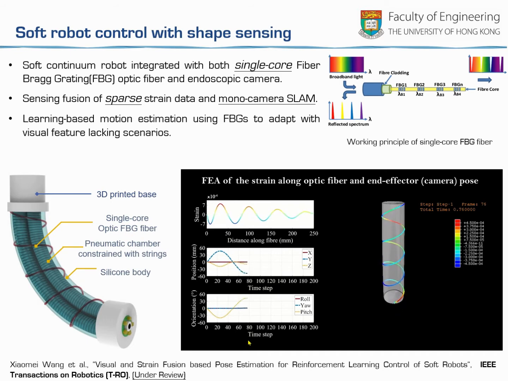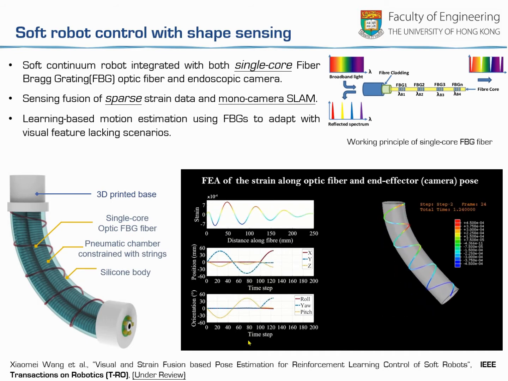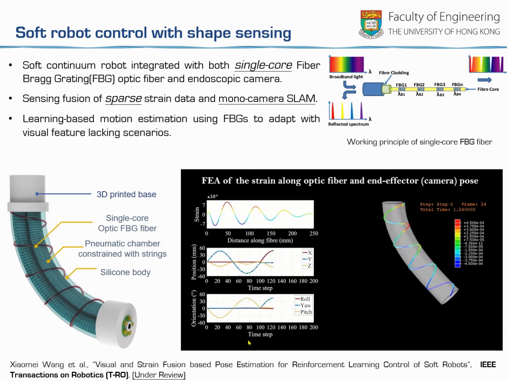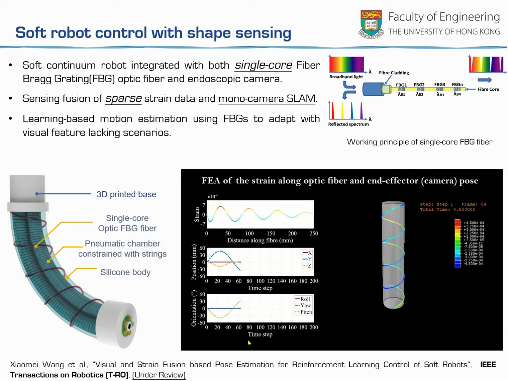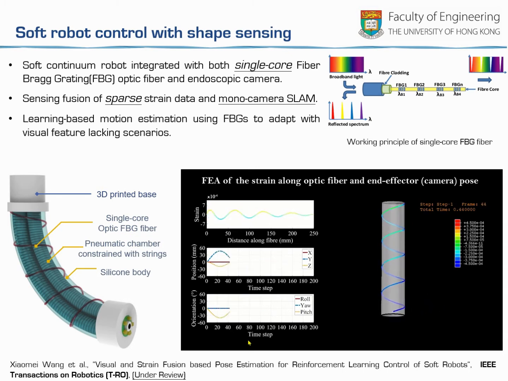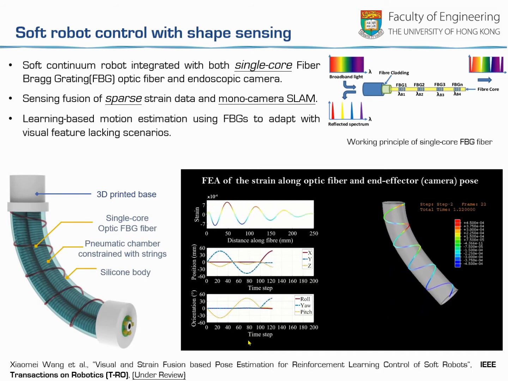Since one fiber can contain many FBG sensing units, each of them can react to the local change of strain or deformation by reflecting a wavelength shift signal. As you can see from the video, here is a finite element analysis for the robot and the fiber response. The FBG feedback can uniquely reflect the status of the robot configuration.